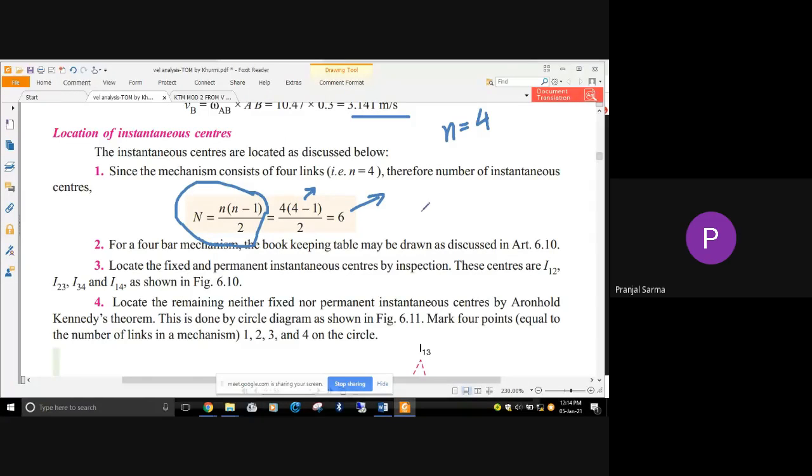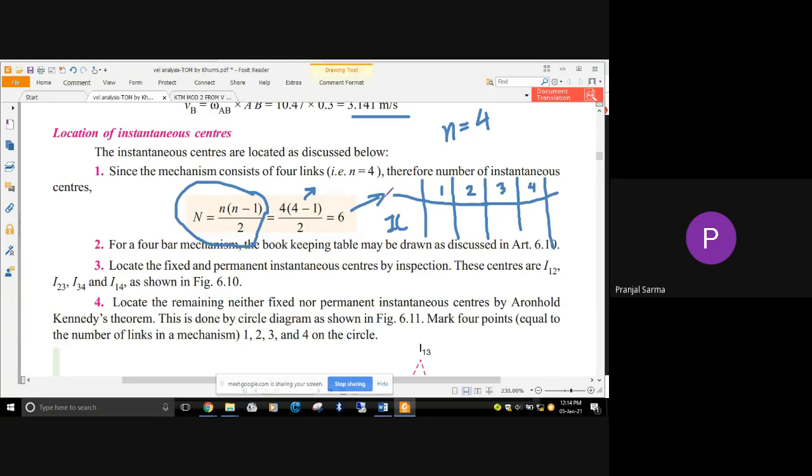Now, if there are 6 instantaneous centers, what is our task? I must know what the different instantaneous centers are. For that I can draw a table. Suppose there are link 1, link 2, link 3, and link 4. For them, what are the different instantaneous centers? We'll write them down. So here are the links that we have, and here the ICs, the instantaneous centers. For link 1, what are the different instantaneous centers that we have?